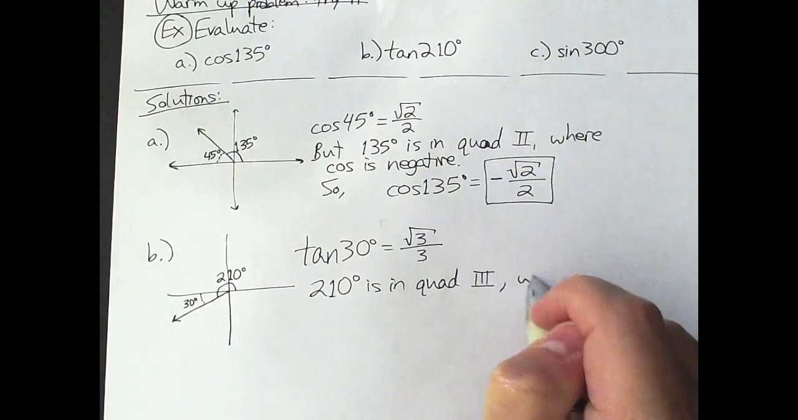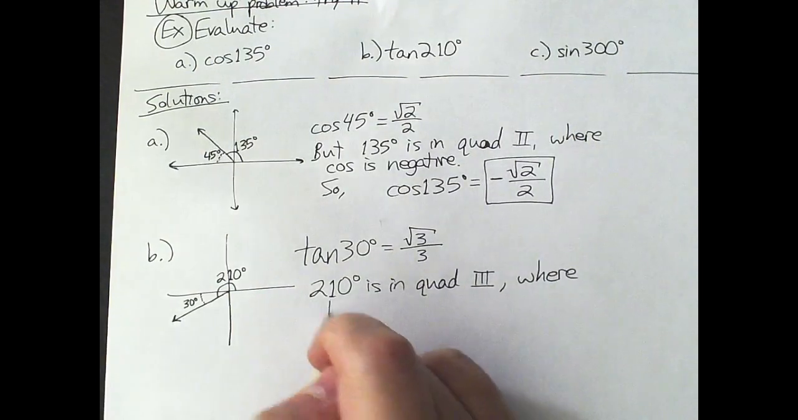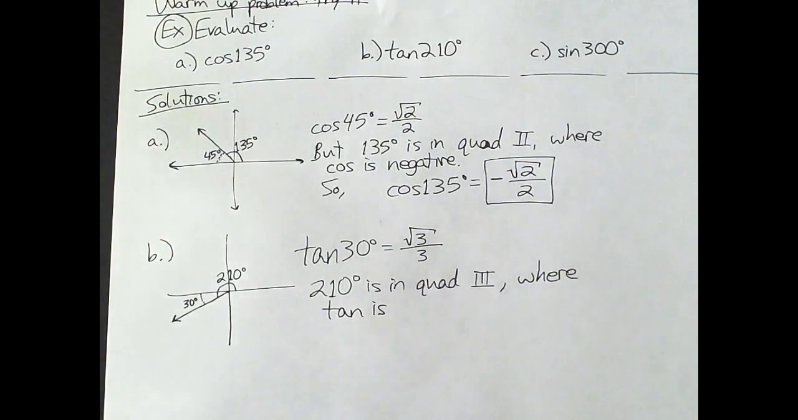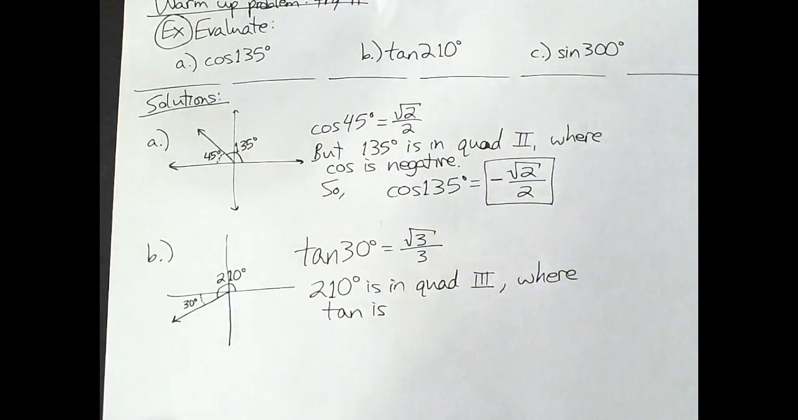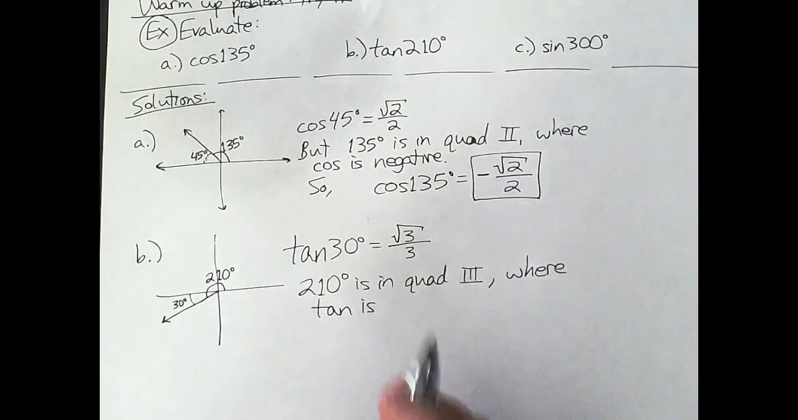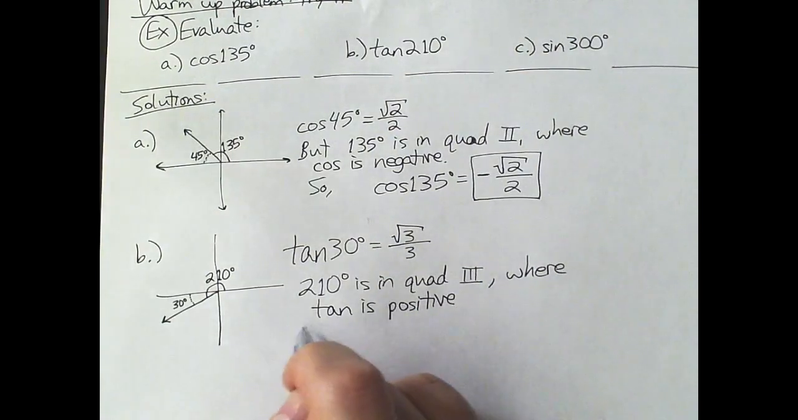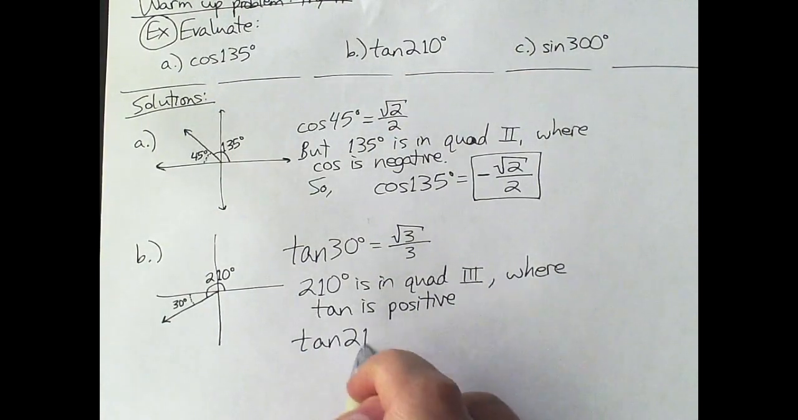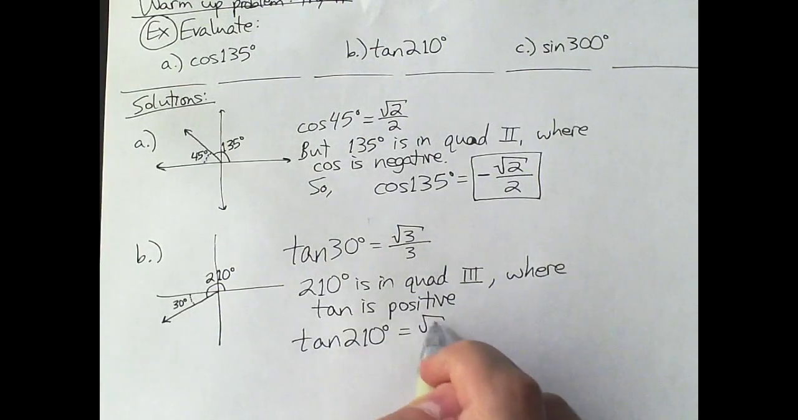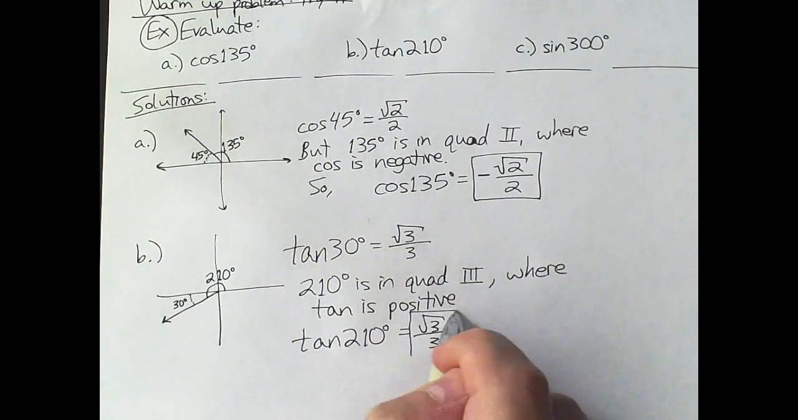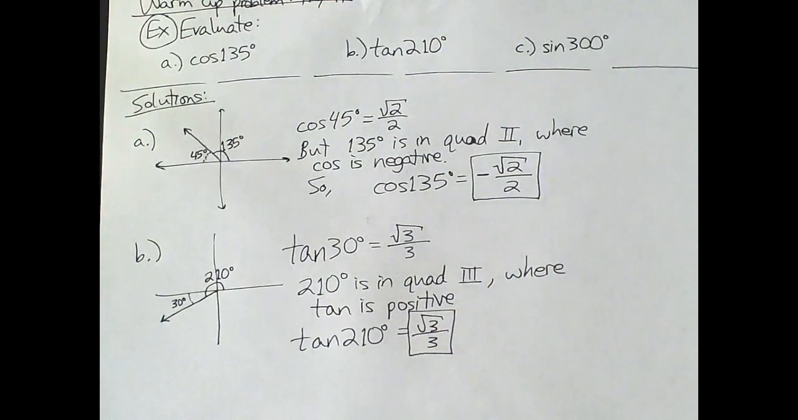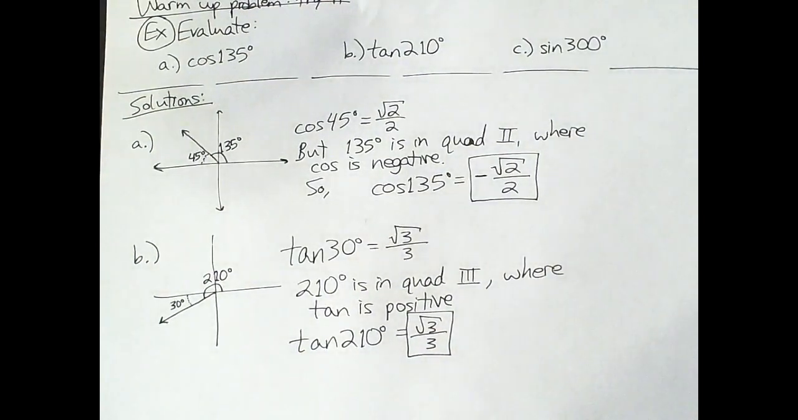So where tan is, what do you think? Positive or negative? We have a 50-50 chance here. We could flip a coin. I'm going to say it's positive. And that tangent of 210 degrees, therefore, is square root of 3 over 3. Positive. How did I know that it's positive? I didn't actually flip a coin.